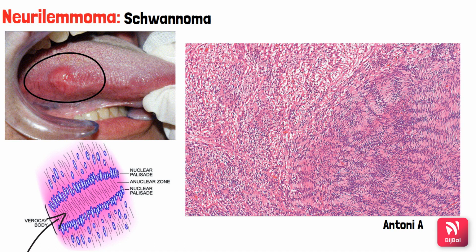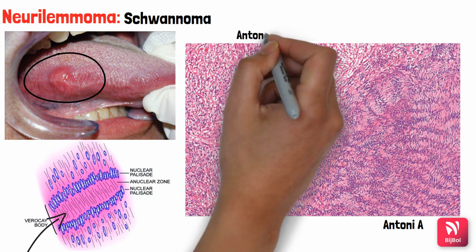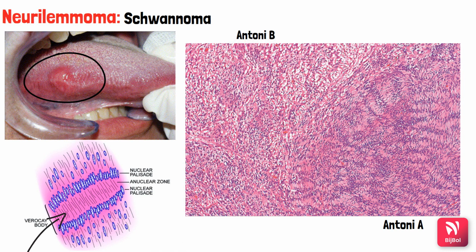So Antoni A is a regular palisading arrangement of spindle shaped cells with Verocay body, whereas Antoni B is quite opposite to Antoni A, a disorderly arrangement of these spindle shaped cells. It doesn't exhibit any palisading or any arrangement. It is a disorderly arrangement of cells and fibers.